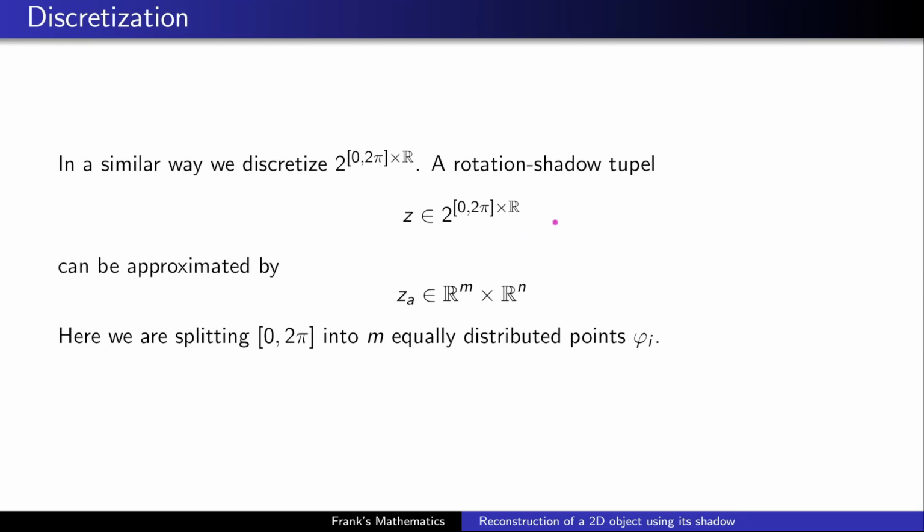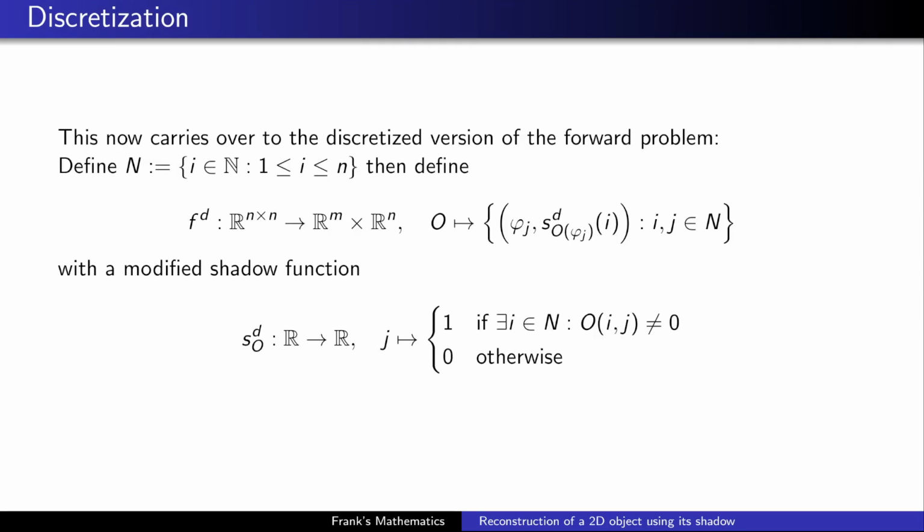This idea carries over to our rotation shadow tuple, which is an element of the power set you can see here. And in a very similar way, this can be approximated as an element of the space R^m times R^n. And here we are splitting the domain of our rotation angle from 0 to 2π into m equally distributed points φ_i, which of course, well, the discretization is this R^m here. Using these techniques, we can now formulate the discretized version of our forward problem.